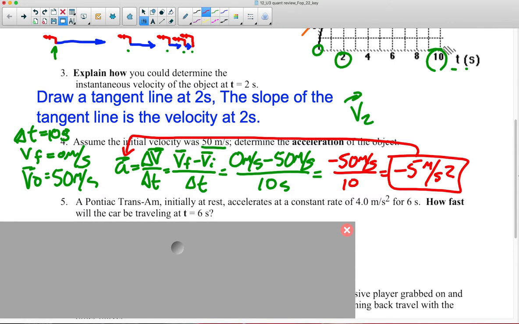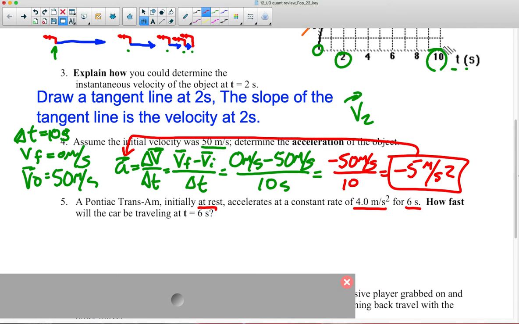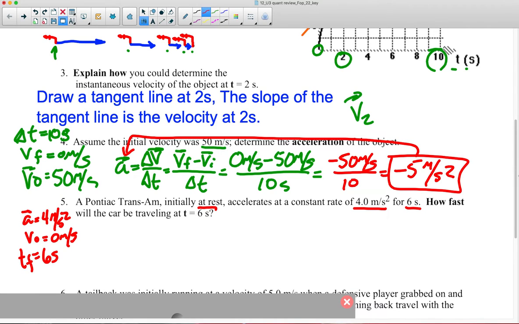It says a Pontiac Trans Am, that's a kind of car, was at rest and accelerated at a constant rate of 4 meters per second squared for 6 seconds. How fast will the car be traveling? So you might want to write down the given information. Acceleration, 4 meters per second squared. It was at rest, so the starting velocity is 0 meters per second. 6 seconds is a clock reading, a final clock reading, or a change in time. And do we know anything else? They want us to find the final velocity.